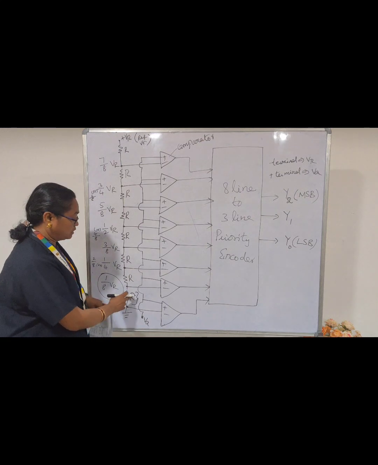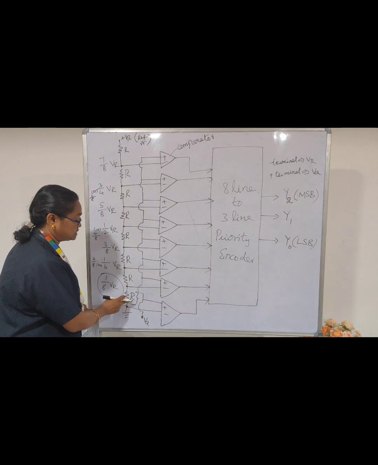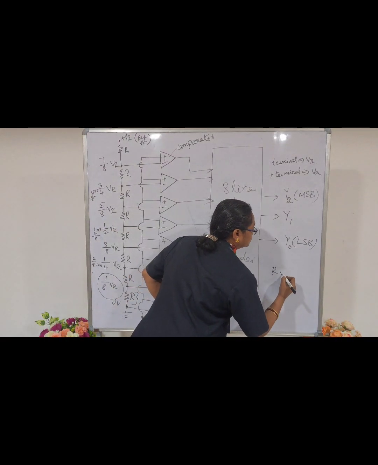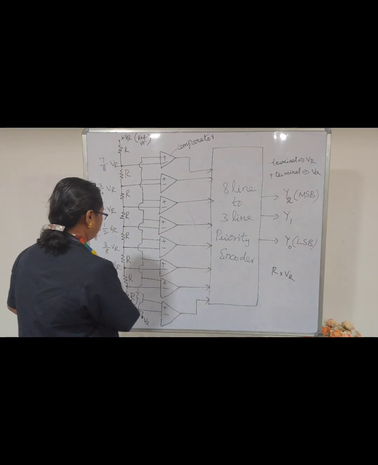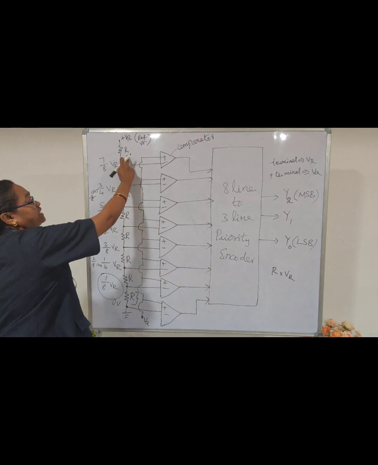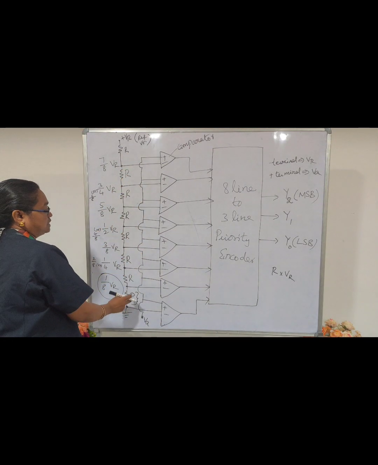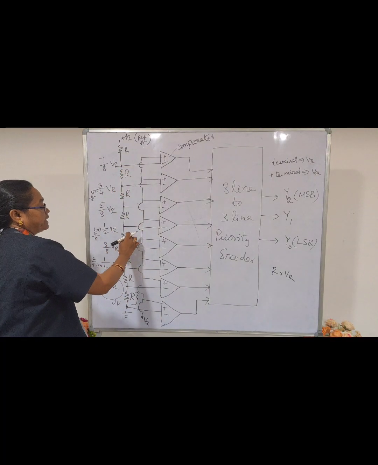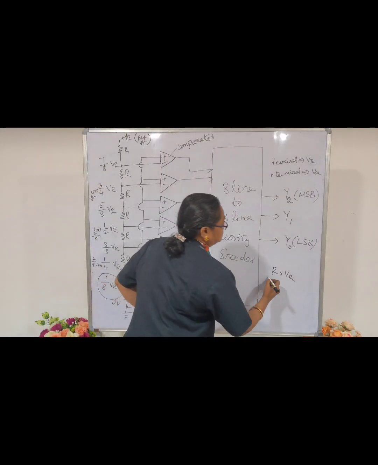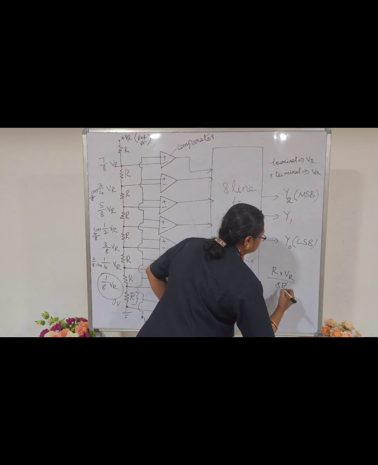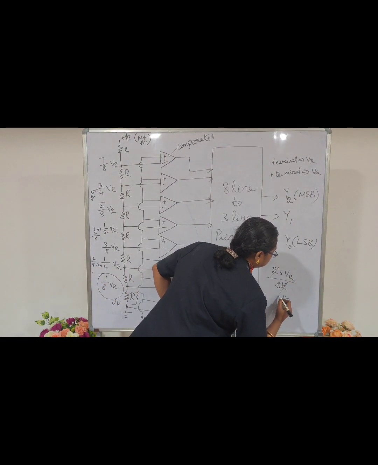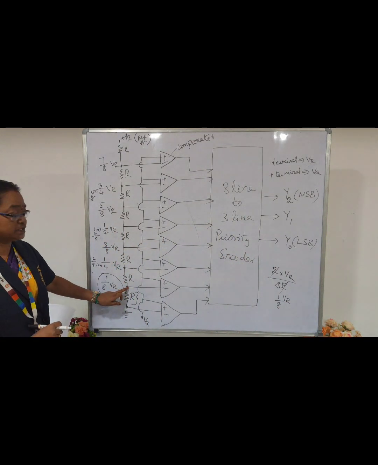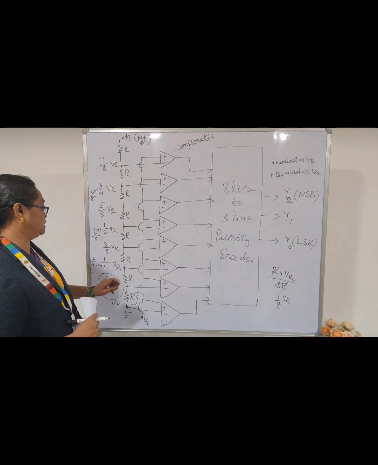Using the potential divider rule. Across this R you have to take the voltage. So R into VR divided by the addition of these resistors. All resistor values are the same here. So 1, 2, 3, 4, 5, 6, 7, 8. 8R. So what do we get now? VR by 8. So 1 by 8 VR at this node voltage. We got 1 by 8 VR here.